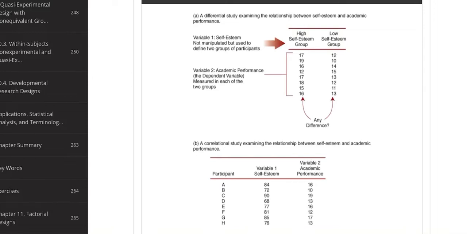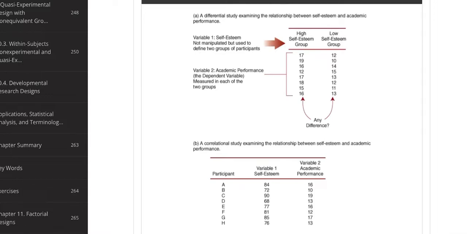So we're using that first variable to define our groups. We have two different groups, and we're comparing those two groups, the averages or the mean or whatever it is. We're comparing the two groups to see if there is a significant difference between high self-esteem and low self-esteem in terms of academic performance. That's what the scores are. That's what the second variable is, academic performance.